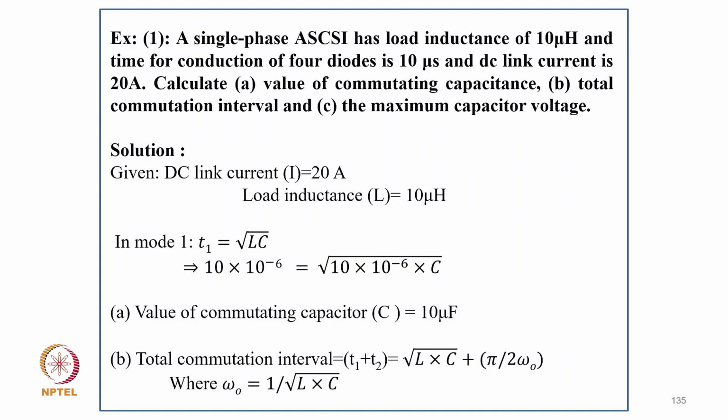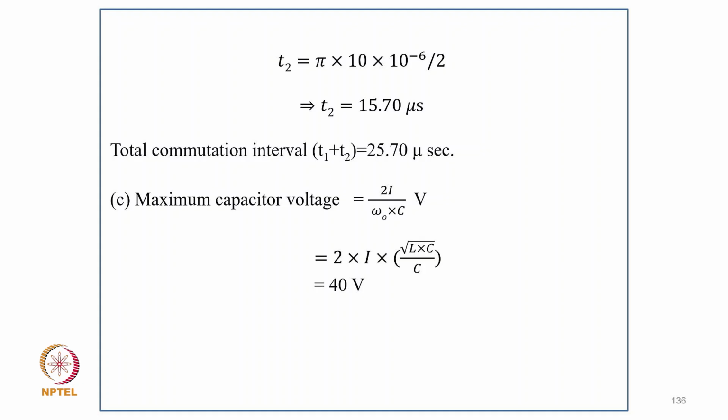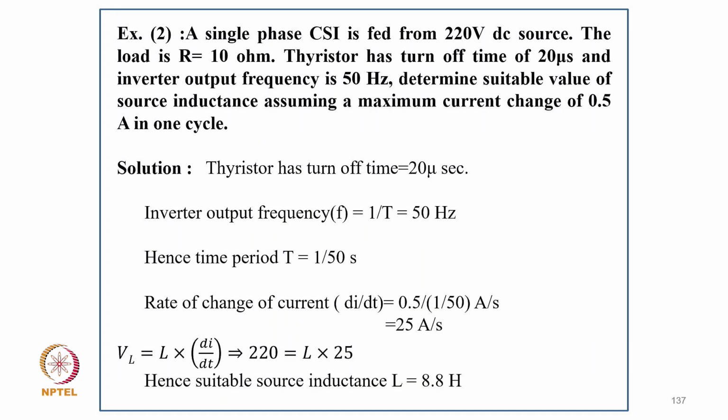The total commutation time is T1 plus T2, where T1 is under root LC and T2 is pi by 2 omega, where omega is 1 upon under root LC, so T2 equals pi into 10 to the power minus 5 by 2. T2 is 15.70 microseconds, and the total time T1 plus T2 is 25.7 microseconds. The maximum capacitor voltage is 2I divided by omega 0 C, and putting in the values it comes to 40 volt.